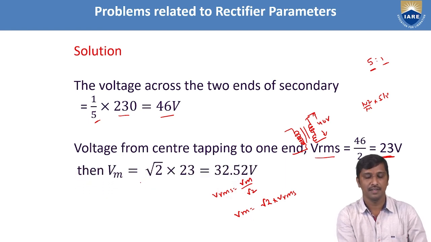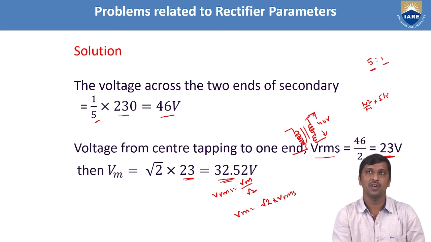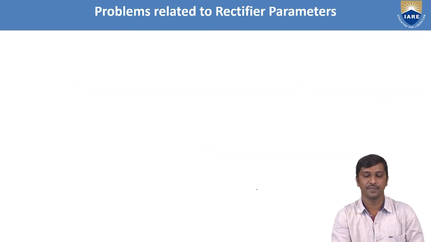Then Vm is equal to root 2 times your VRMS here. So VRMS is 23 volts. Hence Vm is equal to root 2 into 23, which gives 32.52 volts. So up to this point, we got the Vm voltage here.